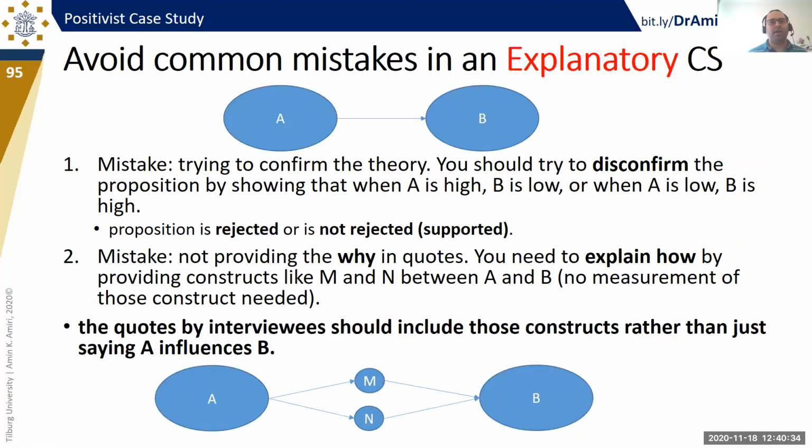Okay. And here you need to avoid the common mistakes of our students. You do not try to confirm the theory, you try to disconfirm the theory. You can only reject a theory here if A is high and B is low. If A is high and B is medium, you cannot reject it easily, unless you have some other cases. So keep that in mind. And you also need to figure out what is between A and B, those Fs that I mentioned. So you need to figure them out and suggest them in the data analysis section.